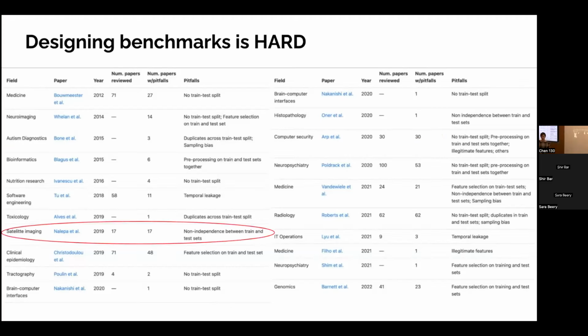And I just would like to highlight that 17 out of 17 papers in satellite imagery had non-independence between their train and test sets. So there was actually overlap, either geospatially or temporally or what have you, between train and test in a way that did not make the results reproducible in deployment.